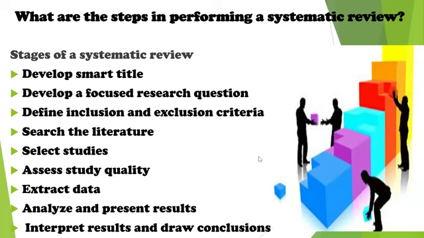Now, what are the steps in carrying out this systematic review? Number one, we develop a smart title. Number two, we develop focused research questions. We define our inclusion and exclusion criteria. We have to search the literature. Then we select the studies we want to use, assess the studies' quality, then extract data, analyze and present our result, then interpret result and draw conclusions.